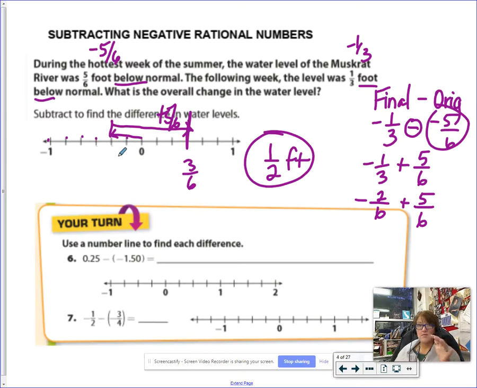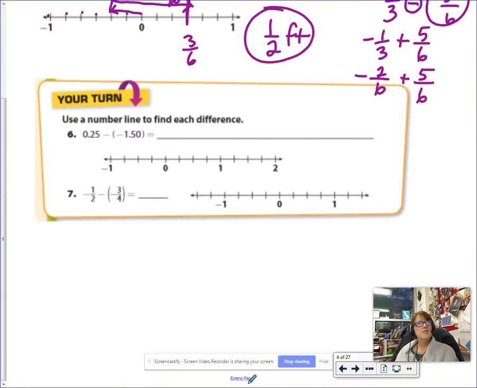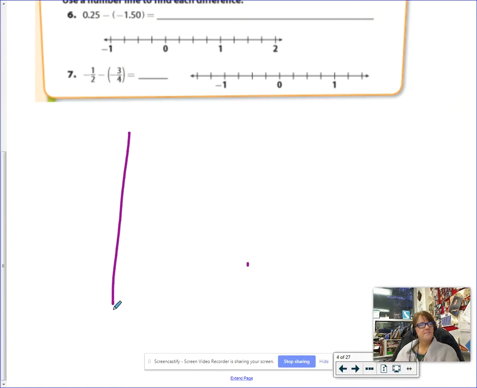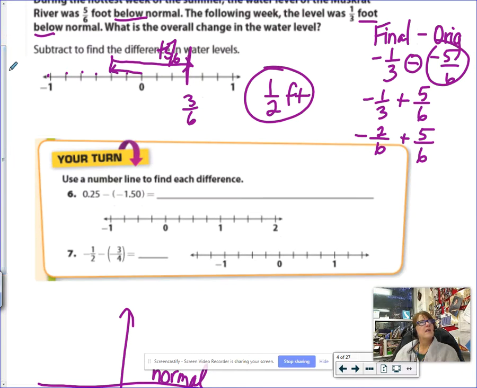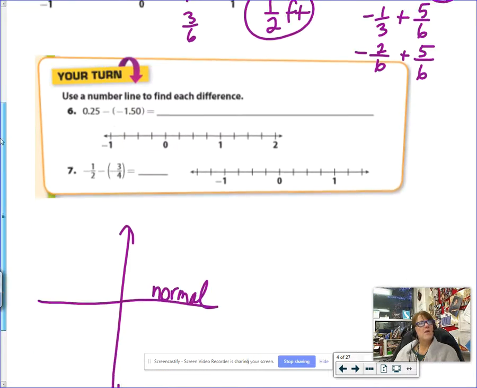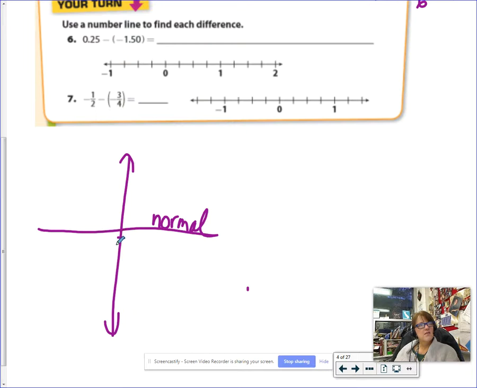Now, if that messes you up, sometimes it's easier to think of it more as a vertical thing. Since we're talking about the elevation of a river, here's the deal. I need more room, so I'm going to jump down here for a second. Let's say this is normal, and the beginning, or the first value, was we were down 5/6. So if I count 1, 2, 3, 4, 5, that's 5/6. And then here is negative 1. So this is where I start, right there.